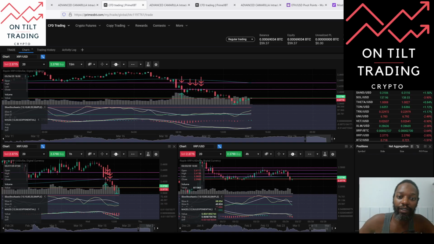This blue line that you're seeing here is the 200 exponential moving average. This is the 15-minute chart, this is the 60-minute chart, and this is the 4-hour chart.